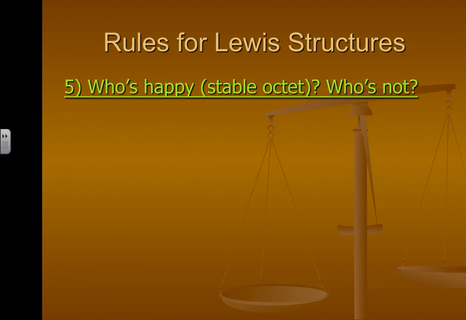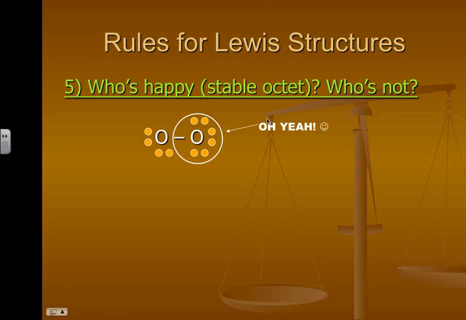Who's happy, which means a stable octet, and who's not? So this is what I just created. Who's happy? Okay, is he happy? I hope you said yes. And he's happy because he's got 8 electrons. So he's got 2 electrons that are wrapped up in the bond, and then he's got another 6 here that he has for himself. So he's a happy guy. He's got his octet. What about that guy?